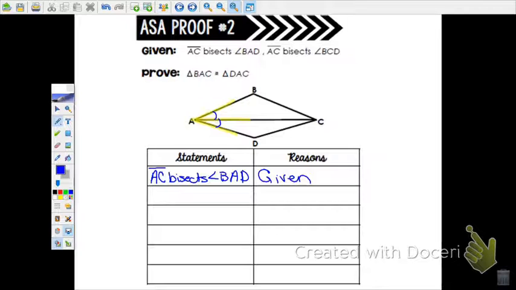So again, I like to flow with this rather than skipping ahead to my next given. But you could go ahead and write your next given before you work with those bisectors. So I'm going to write down angle BAC is congruent to angle DAC. And again, that is my definition of angle bisector. So there's one congruency statement.